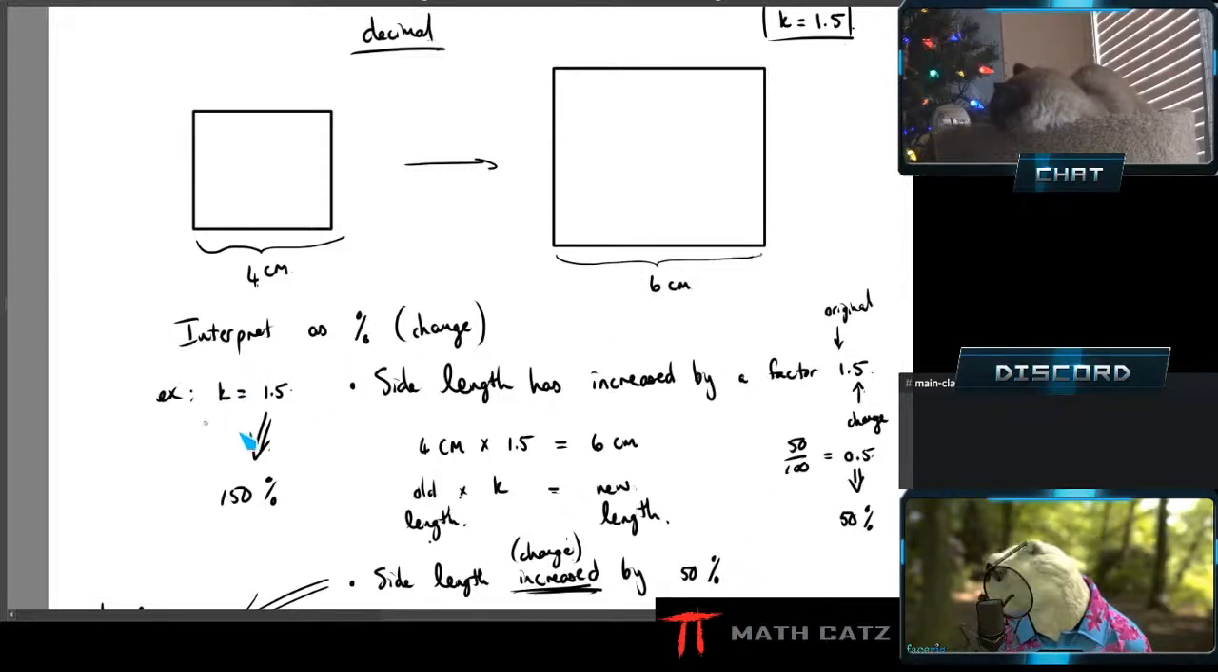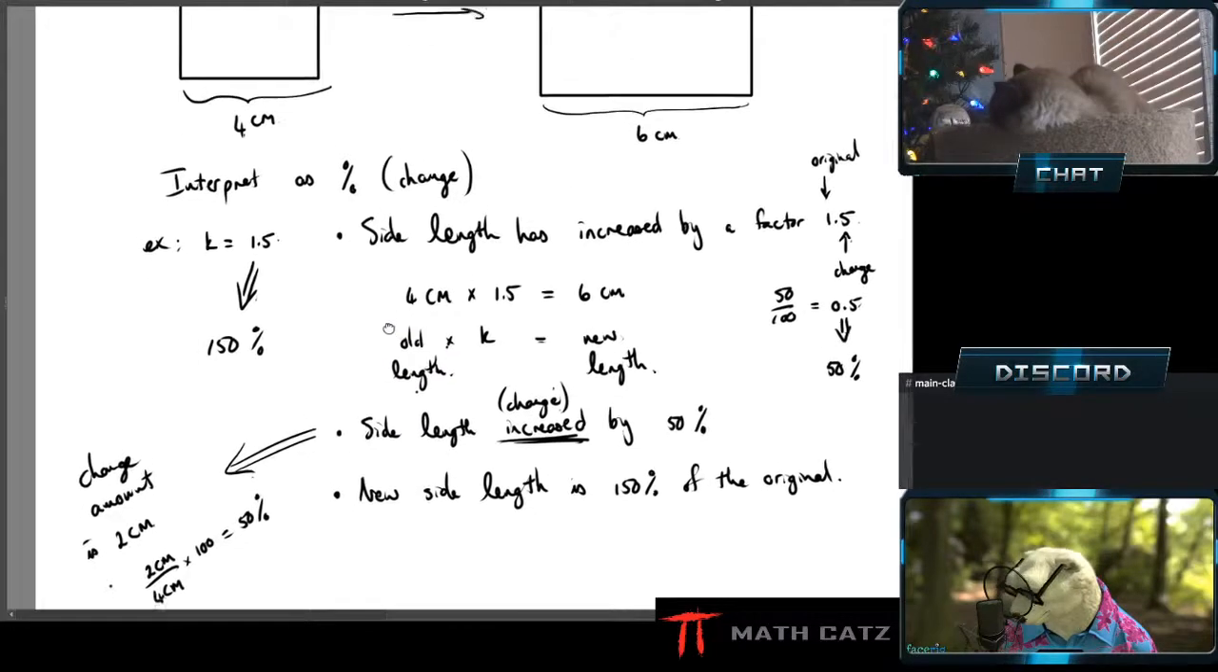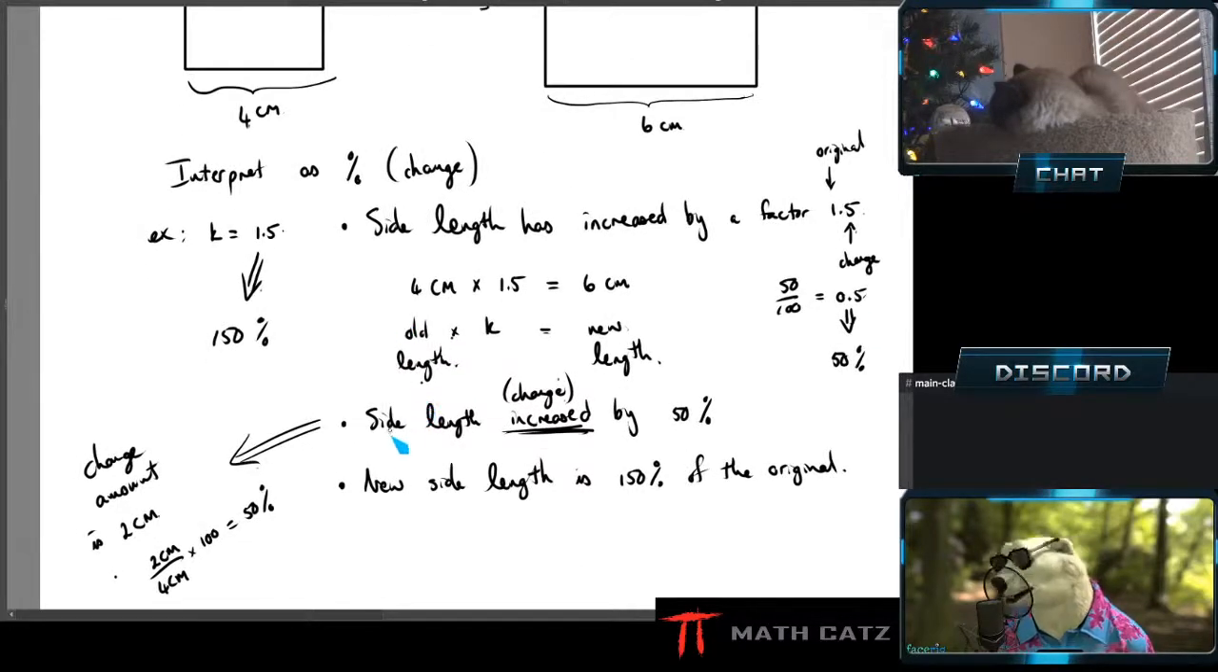Or I can keep the original scale factor as it is, 1.5, and change that to a percentage, which would be 150%, just multiplying by 100. Because 150% is the fraction 150 over 100, which is 1.5. So these things are all equivalent. All right, so I can say here, the new side length is 150% of the original. So it's all just different, equivalent ways to interpret the scale factor, in our case 1.5.